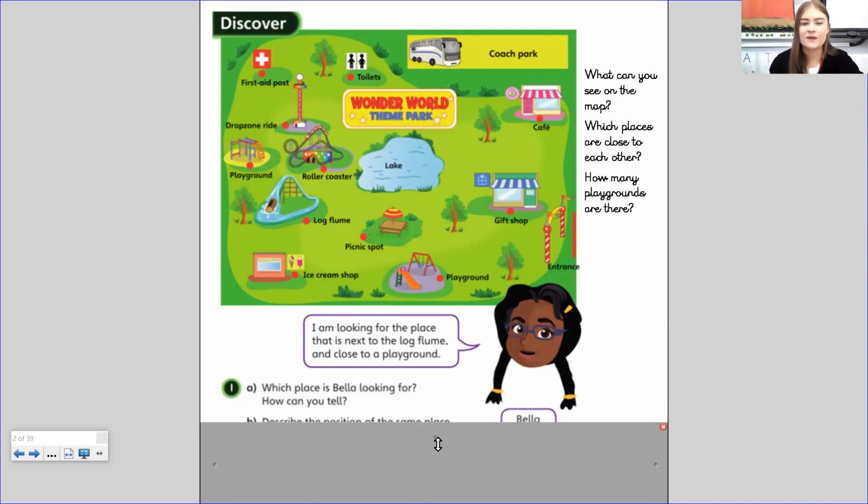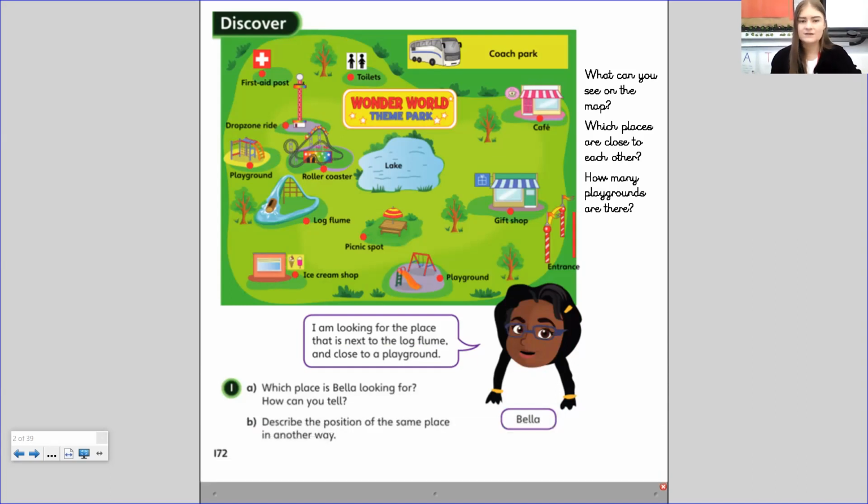So well done. Now, describe the position of that same place, of that roller coaster, but in a different way. How can you describe it differently? Have a look at the roller coaster. So not using the log flume in the playground, what else could we say? I might choose to say next to the lake, or I might say between the playground and the lake.